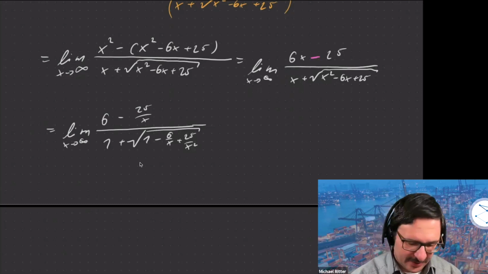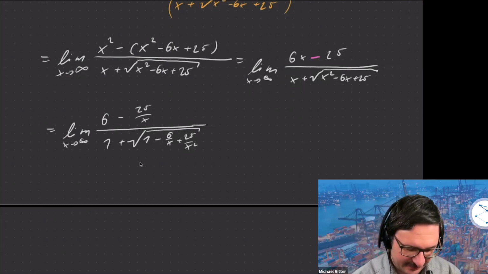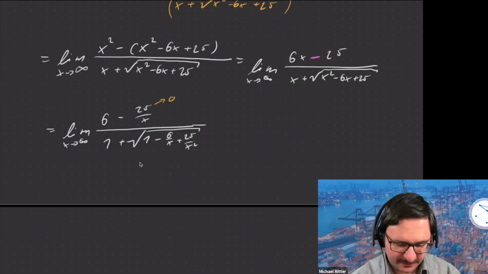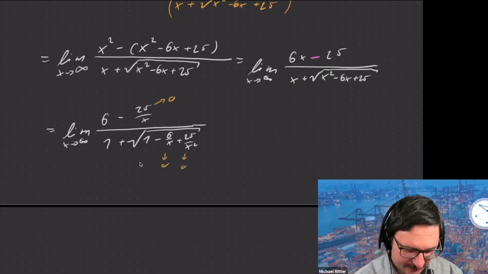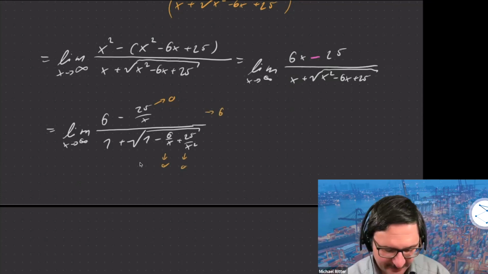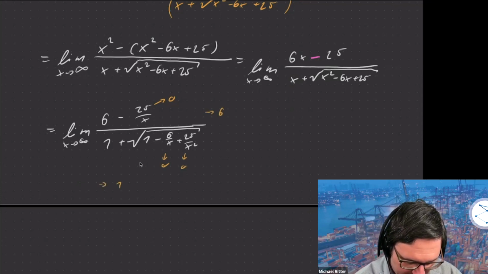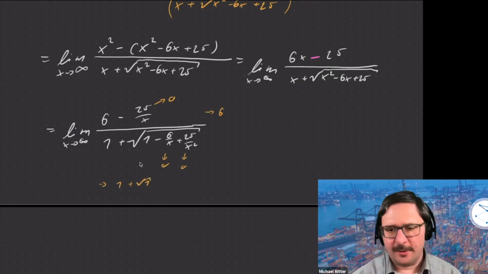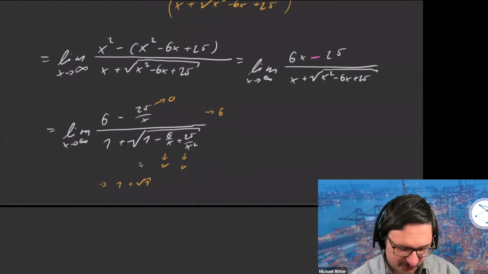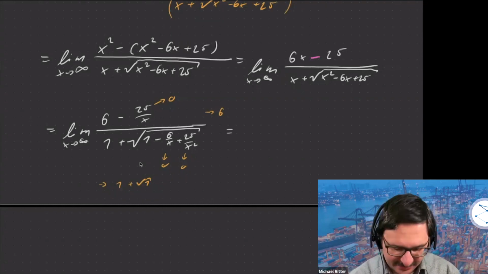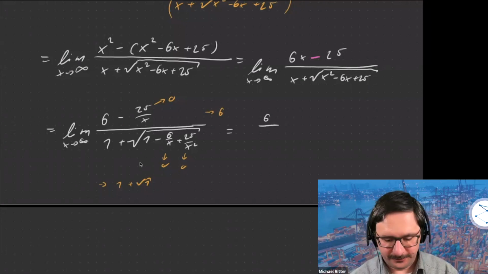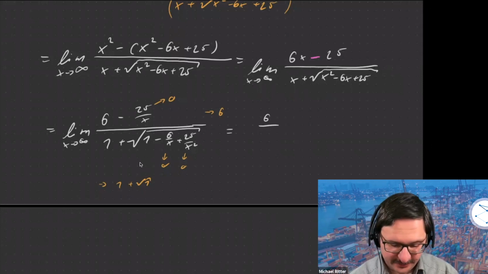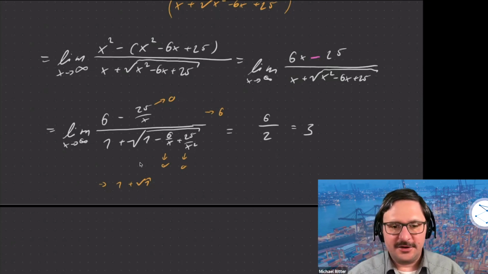And now let's see what happens if x tends to infinity. This fraction here will tend to 0. These two will also tend to 0. So what we are left with is a 6 in the numerator and a 1 plus the square root of 1 in the denominator. And that's just finite numbers that we can write down. So what we have here in the limit is 6 over, the square root of 1 is 1, so 1 plus the square root of 1 is 2. So we get 6 over 2, or 3. And that means the limit here is 3.